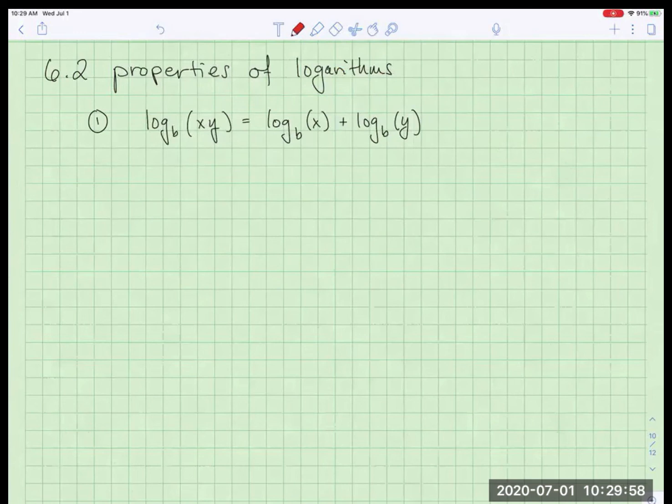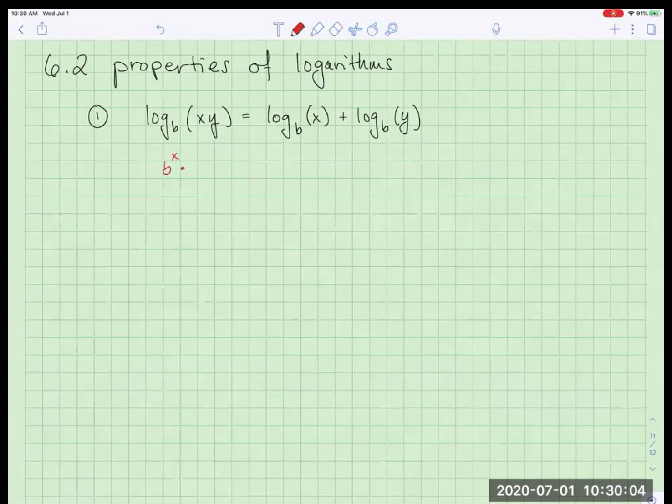So if this is b to the x times b to the y, that's equal to b to the x plus y. So it's the same rule, but it's the logarithmic version of this rule. So remember that the log represents the exponent themselves, the power. The log is the power. And so when you multiply your bases, you add your powers together. Okay.